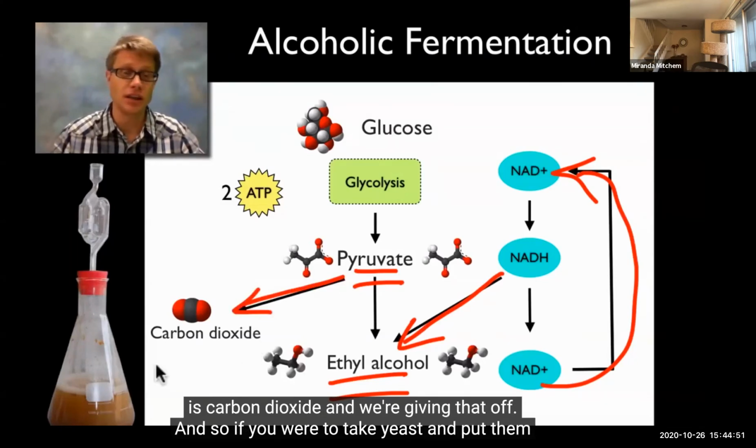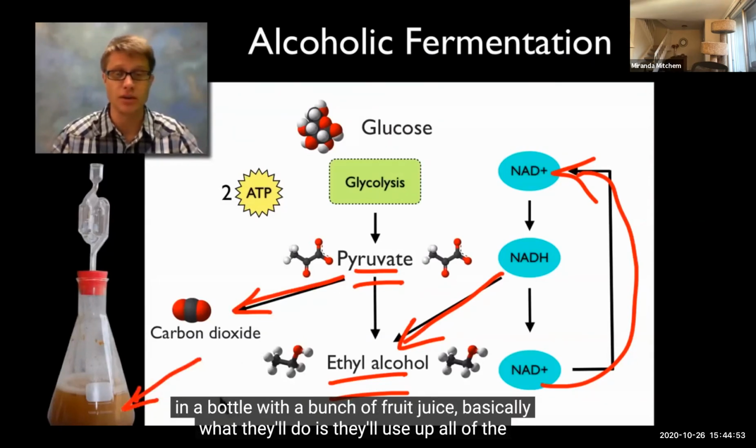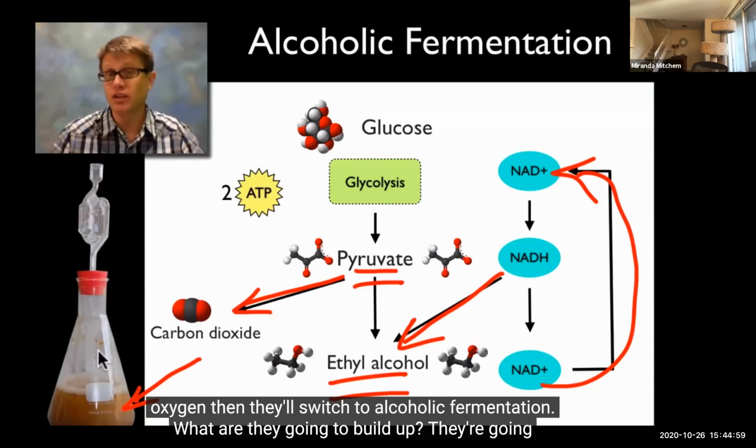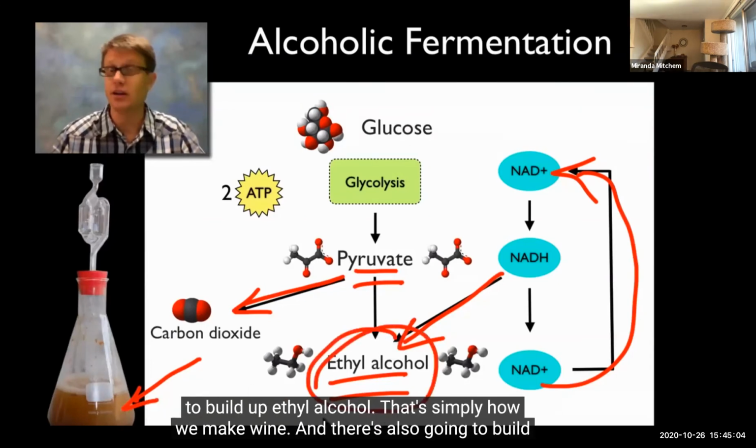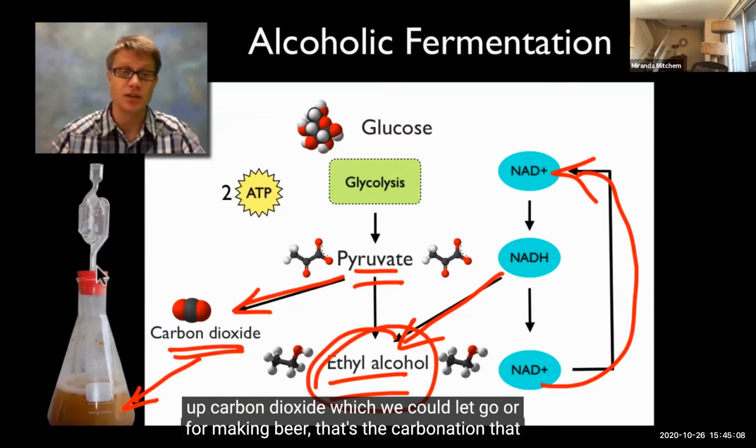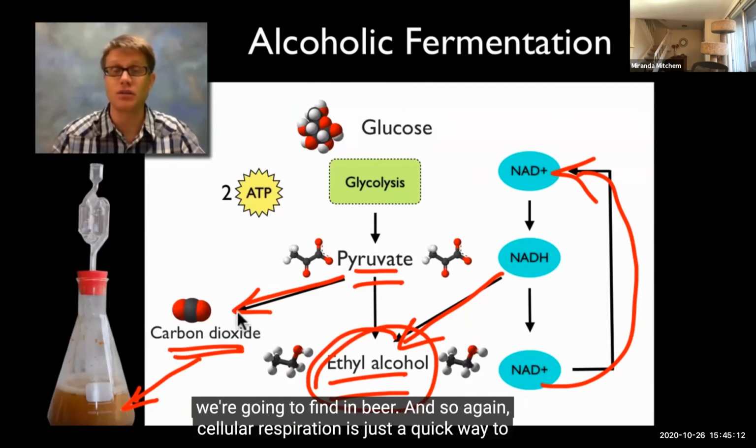And so if you were to take yeast and put them in a bottle with a bunch of fruit juice, basically what they'll do is they'll use up all the oxygen, then they'll switch to alcoholic fermentation. What are they going to build up? They're going to build up ethyl alcohol. That's simply how we make wine. And they're also going to build up carbon dioxide, which we could let go. Or if we're making beer, that's the carbonation that we're going to find in beer.